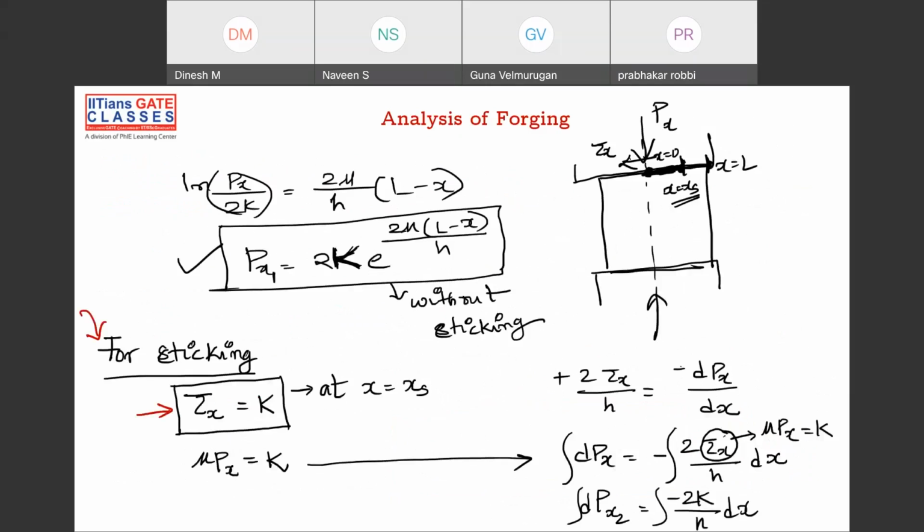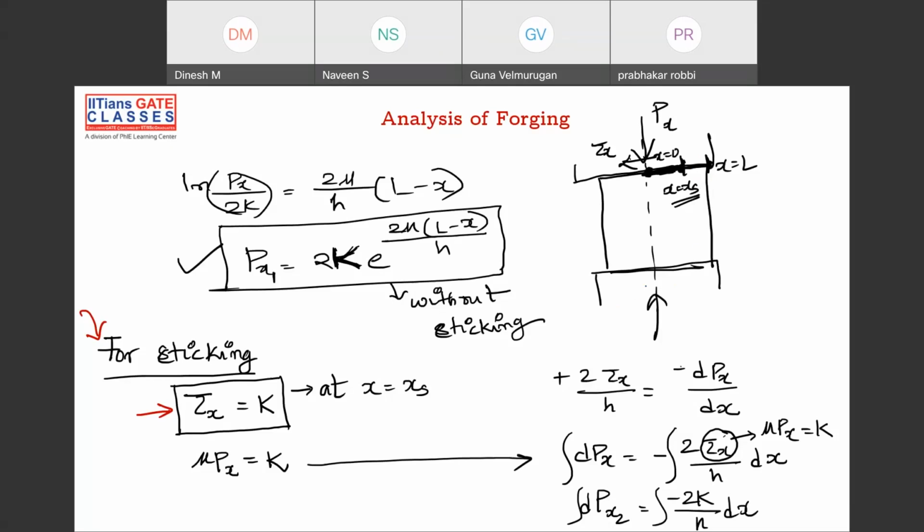Okay. So I told you there is this slipping and sticking. Fine. So instead of slipping, I'll write without sticking. That's it. Okay. So what happens, as the force increases, only then will the friction force come into the picture. If your force is not increasing, the friction force will not come into the picture, right?